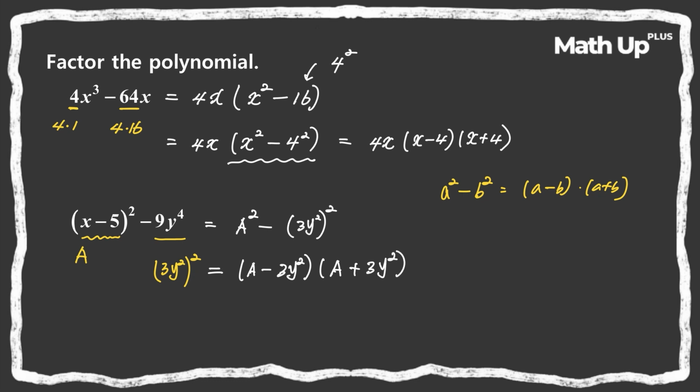Now what we have to do is substitute x minus 5 for a, right? So this is equal to x minus 5 minus 3y squared times x minus 5 plus 3y squared, right?